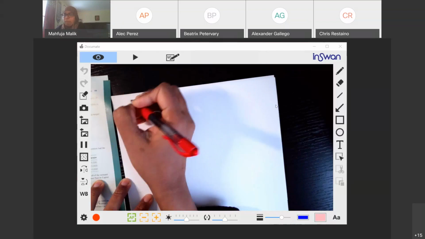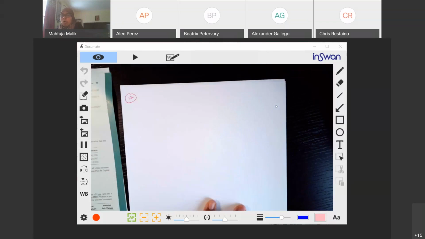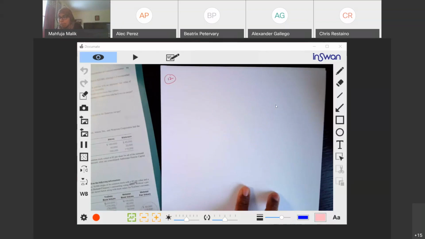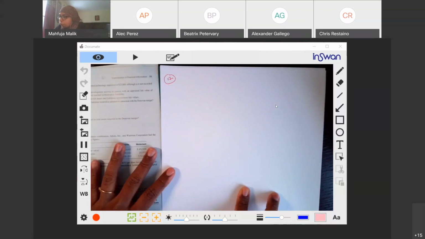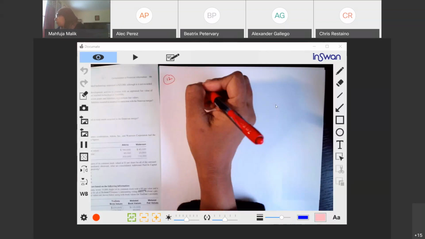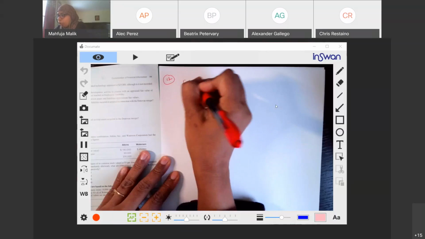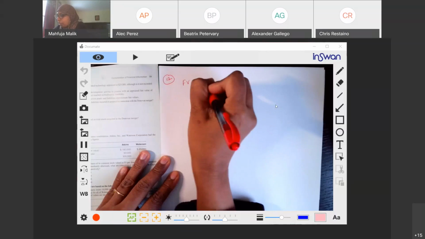So, problem number 12 is talking about what's the liabilities incurred from this acquisition. Of course, you have to consider the subsidiary's liabilities. Right, and we will take the fair value of Donovan's liabilities.